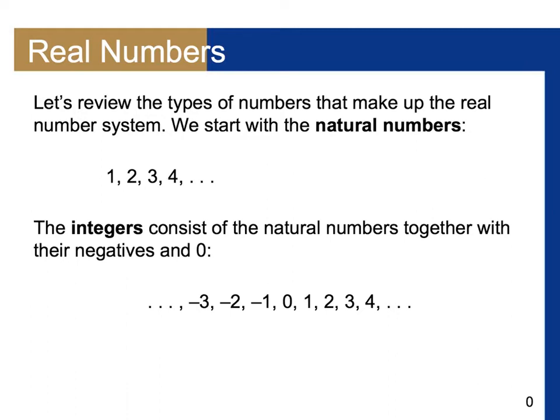So we start with the natural numbers, which are just our counting numbers, 1, 2, 3, 4, and you can see those there. So the ellipsis, those dots mean 5, 6, 7, 8. It just keeps continuing in that pattern. Okay, so that's natural numbers.